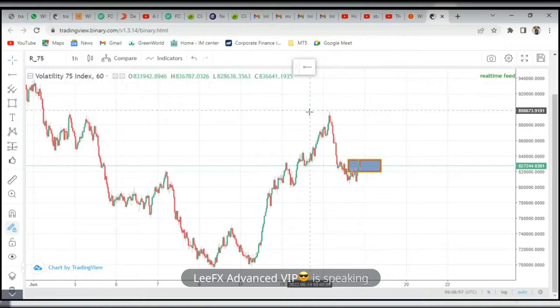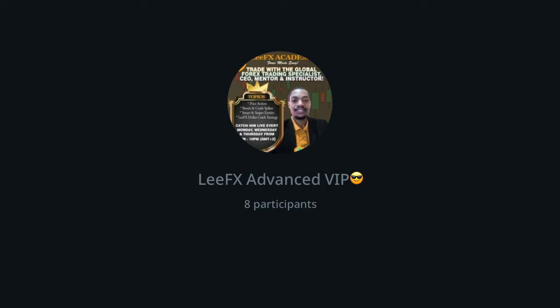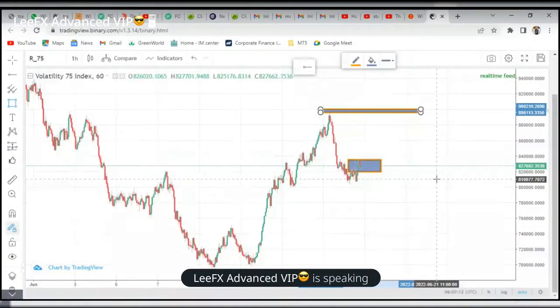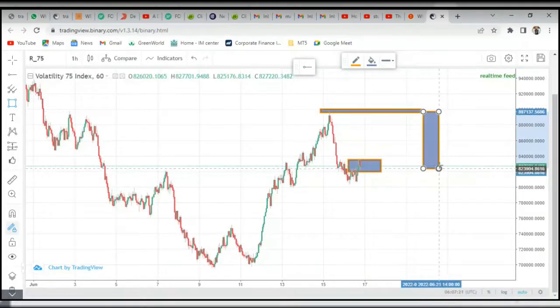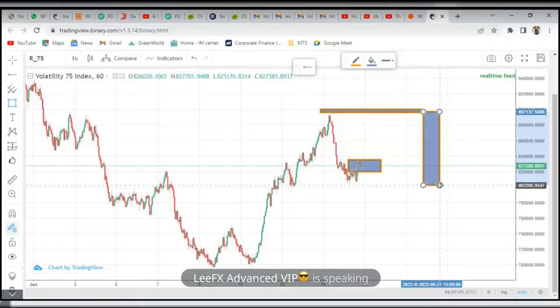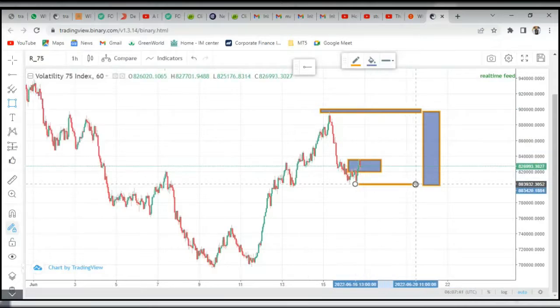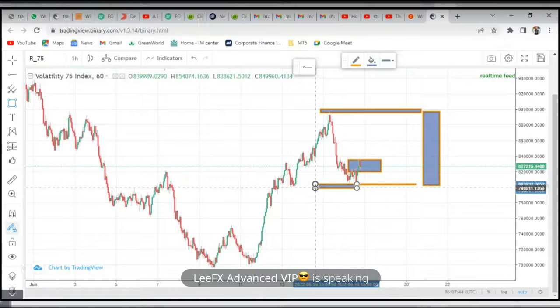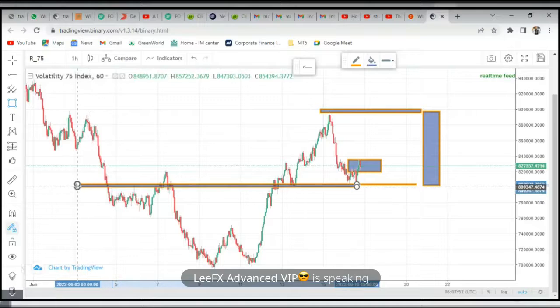Now, this was our resistance level. Are we seeing it? Are we seeing our resistance level? Yep. Now, this was our support. Here below, this was our support. So I'll just take it as far back as possible.